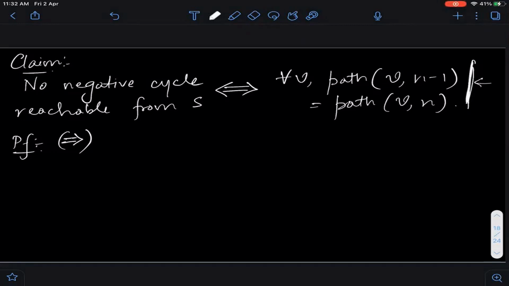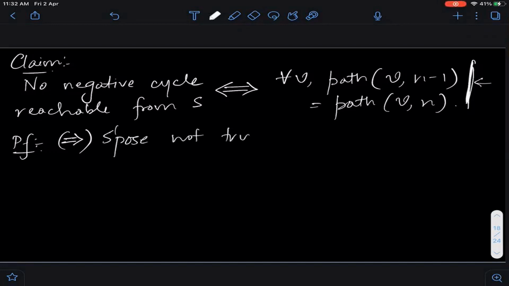Contradiction. So which direction? What do you want to contradict? Okay, so you want to say that there are no negative cycles, but there exists some vertex for which this is not true. Yeah, so that should be the way. So suppose this direction is not true, that there are no negative cycles reachable from S, but there exists some vertex for which this is not true.